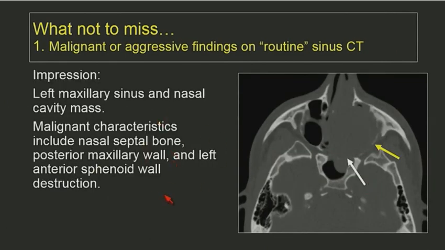Here's how I usually dictate these. These are my words. You don't have to use my words, but this is how I would leave an impression for this non-contrast CT. There is a left maxillary sinus and nasal cavity mass. That's pretty bold. Their malignant characteristics include nasal septal bone, posterior maxillary wall, and left anterior sphenoid wall destruction. Very concise, needs no further description. I don't need to say clinical correlation recommended. I'm telling them this looks malignant.